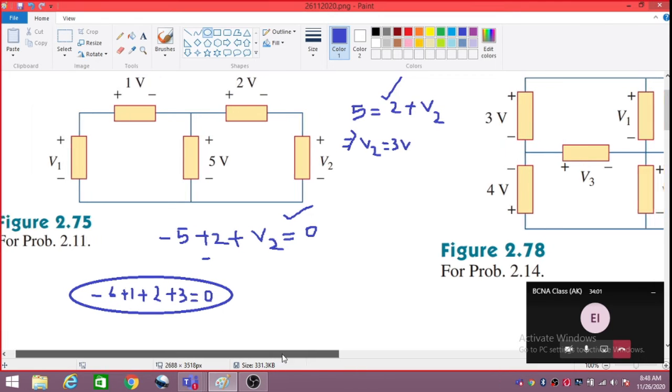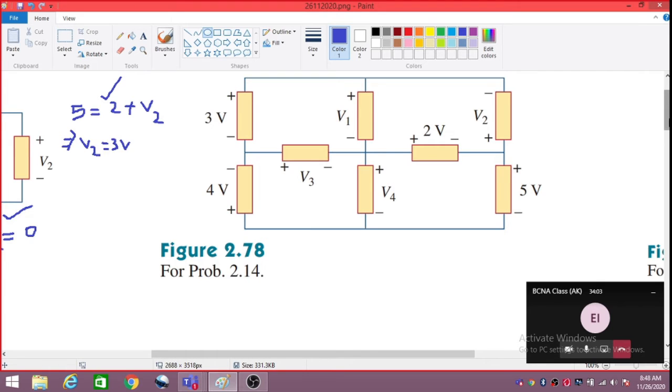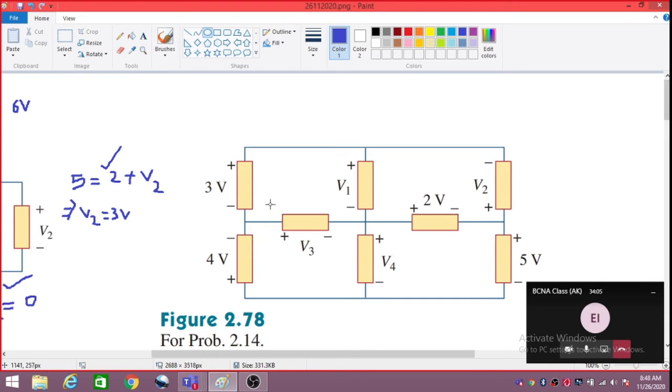Okay, now let us come to this point. Let us come to this loop.